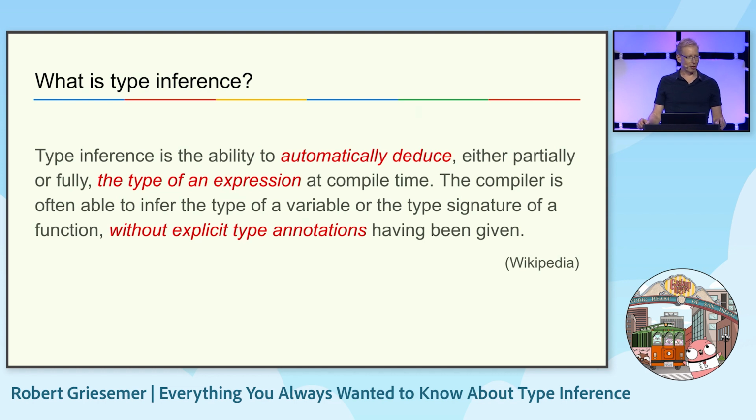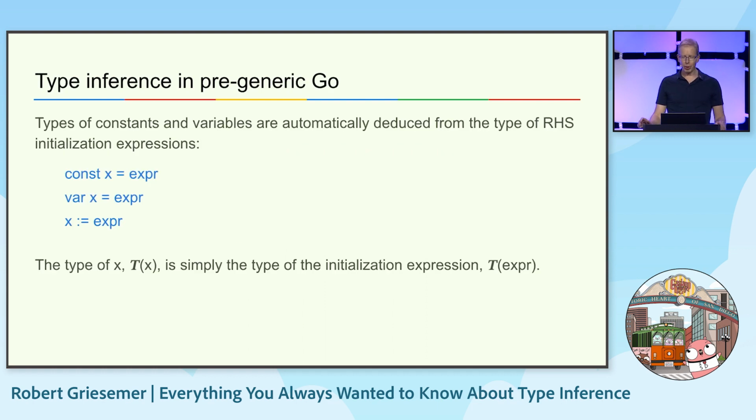Wikipedia defines type inference as follows. The key phrases here are automatically deduce the type of an expression without explicit type annotations, or simply determining the type of an expression automatically. Go had a basic form of type inference from the beginning. The types of constants and variables are automatically determined, or inferred, if they are omitted in declarations which have an initialization expression. And so the types of those variables and constants are simply the types of the expressions on the right-hand side of those declarations.